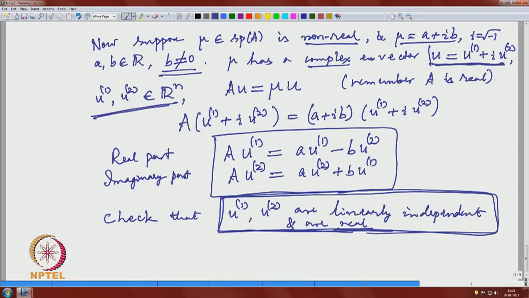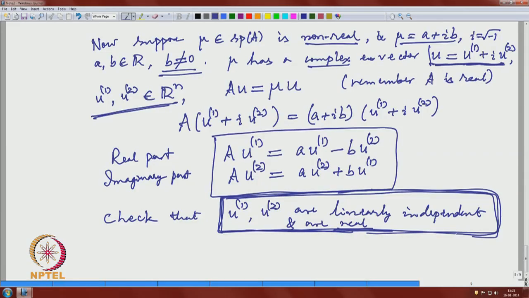With this observation, we will continue next time. Our main aim is to construct a basis for R^n using the eigenvectors, some vectors like this, and some more vectors that will come up in the next class. Then we will see how to utilize that basis in order to estimate the matrix norm. Thank you.